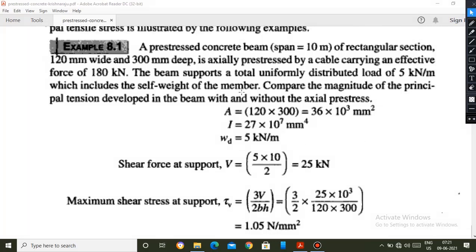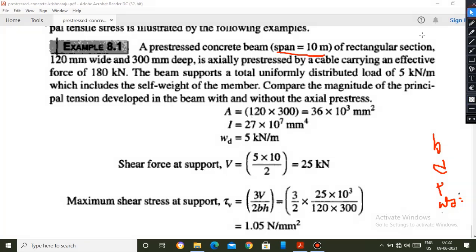The given parameters are: the length of the span of the beam, L equal to 10 meters, the width of the beam, B equal to 120 mm, the depth of the beam, D equal to 300 mm, the pre-stressing force P equal to 180 kilonewton, and the uniformly distributed load W equal to 5 kilonewton per meter.